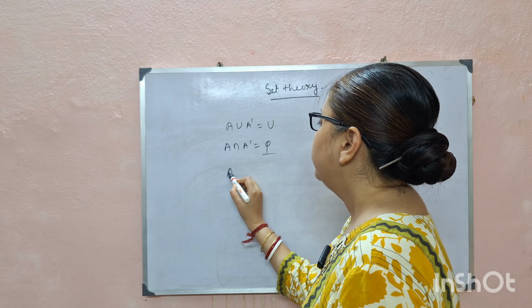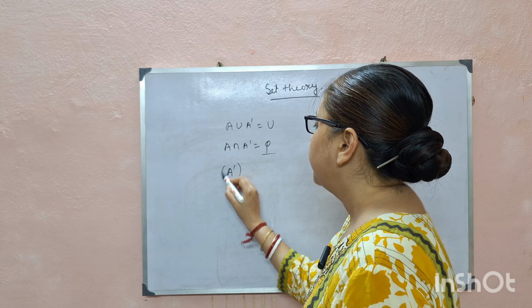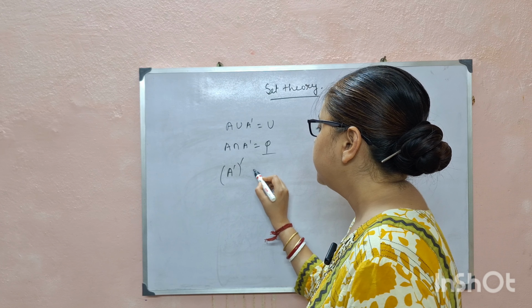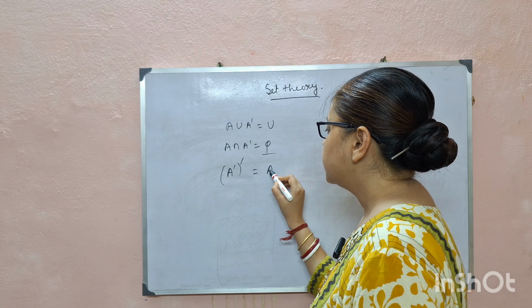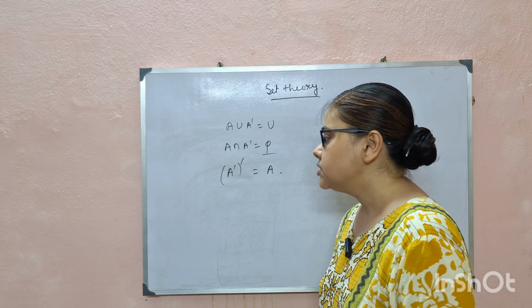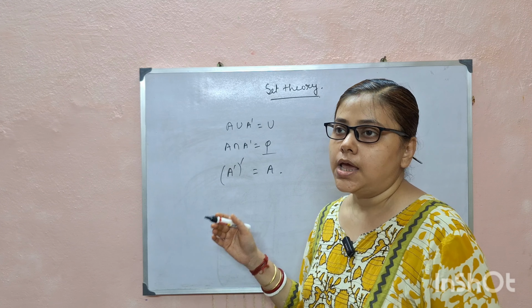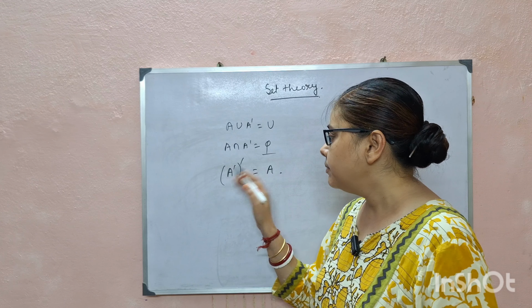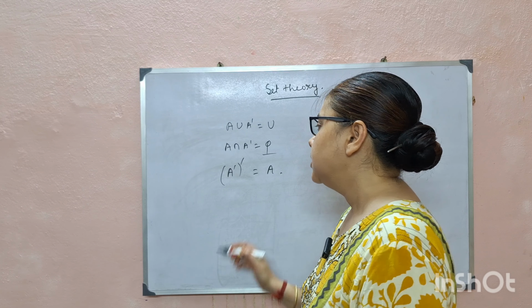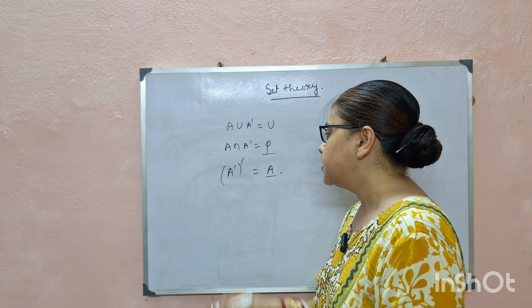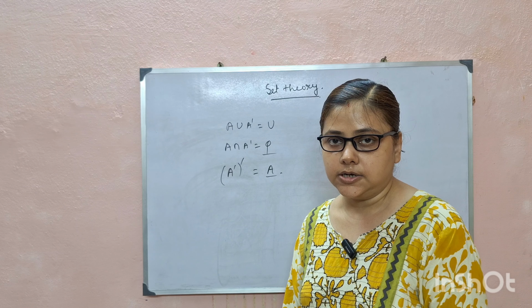And the third property is A complement whole complement equals the set A itself, because you are taking the complement, and again you are taking the complement of that complement, then A will be returned as a result.